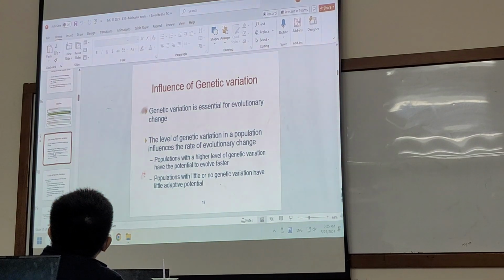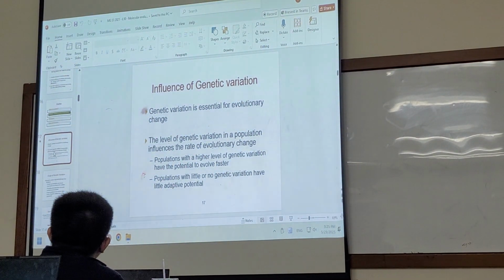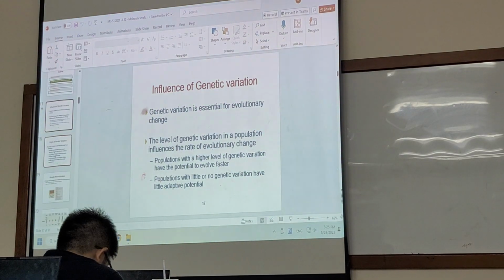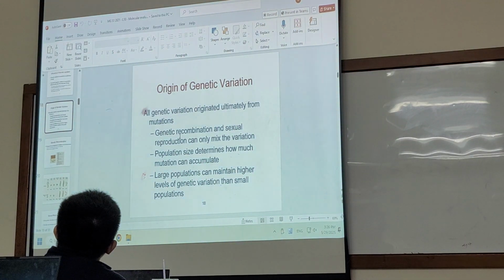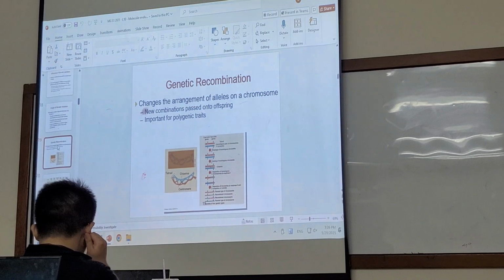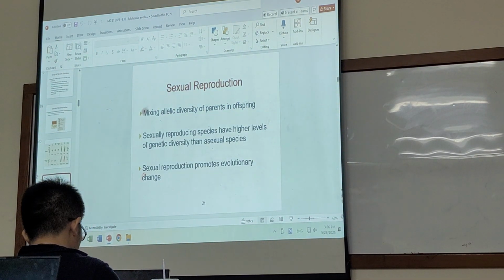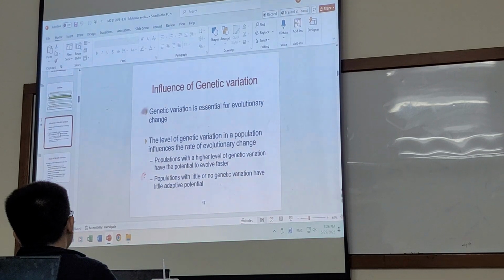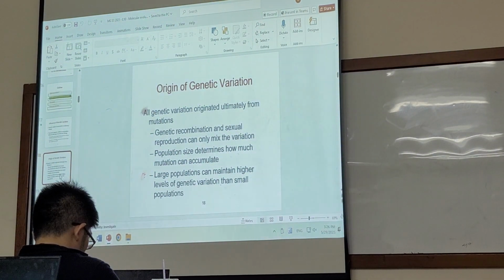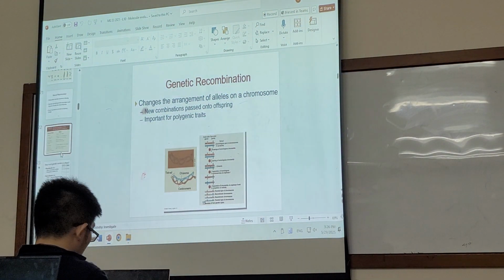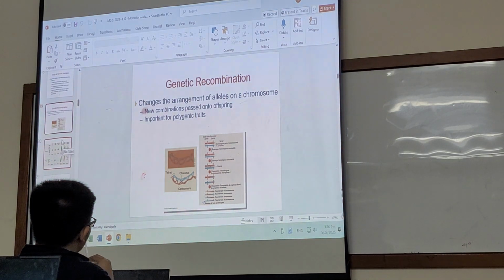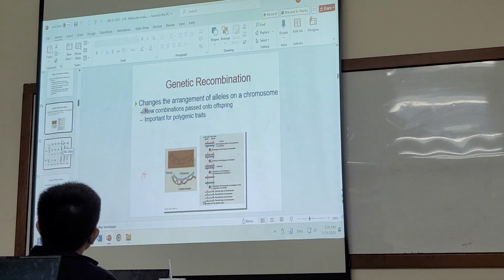Genetic variation is essential for evolutionary change, and the origin of genetic variation is mutation. The other processes do not create new variation. Genetic recombination and crossing over are not related to new variation. Only mutation is related to new variation.